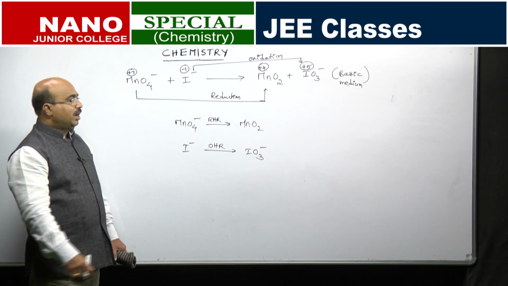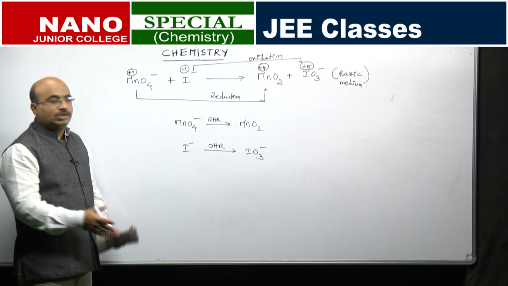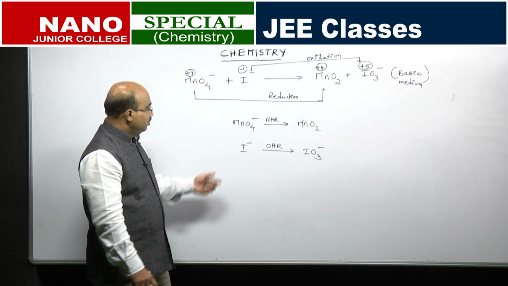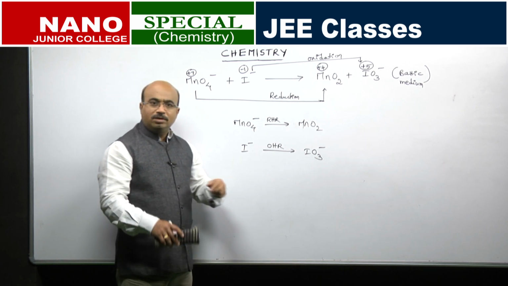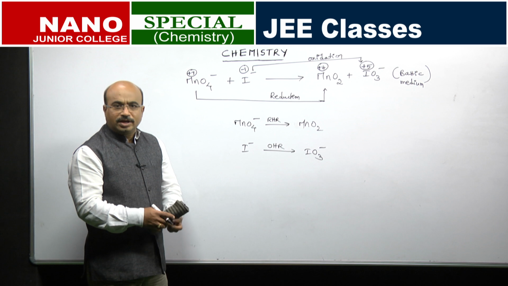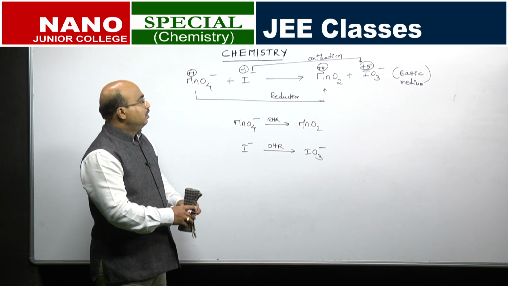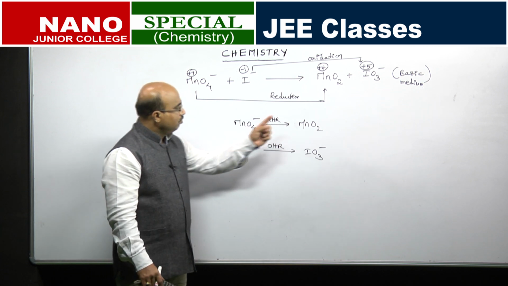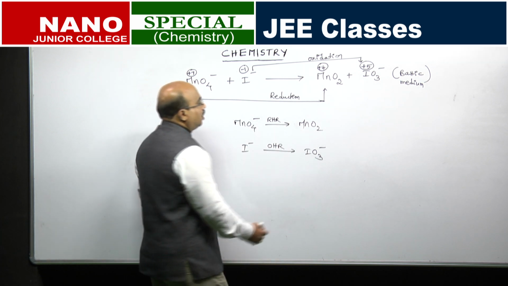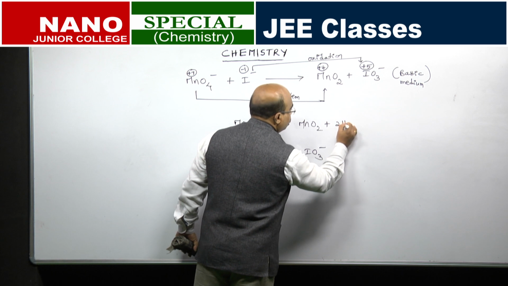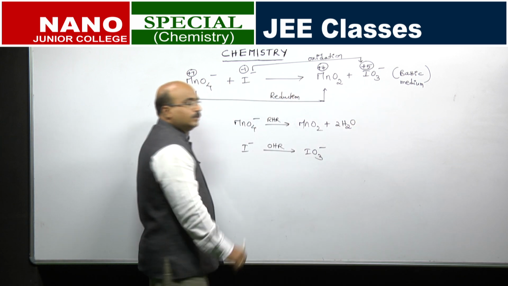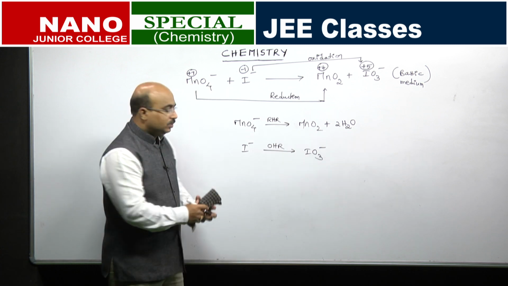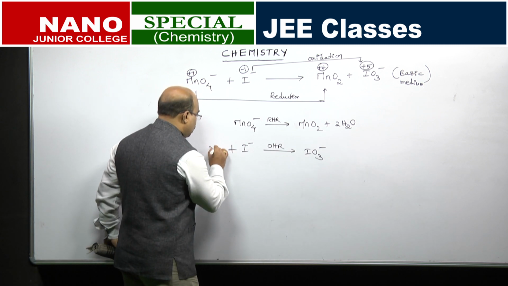First, balance atoms other than hydrogen and oxygen: manganese, manganese, done. Iodine, iodine, done. Next, balance oxygen by adding water: 4, 2, add 2 H2O here. 0, 3, 3 H2O here.